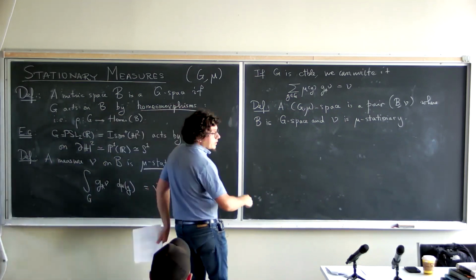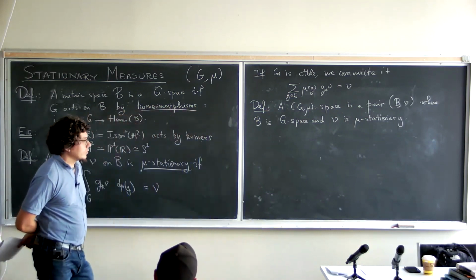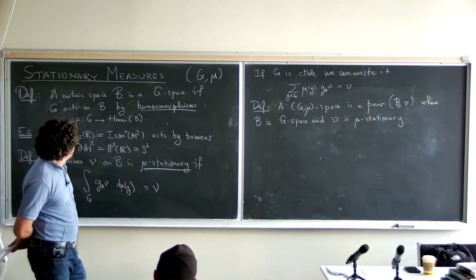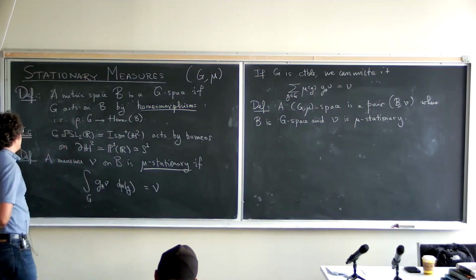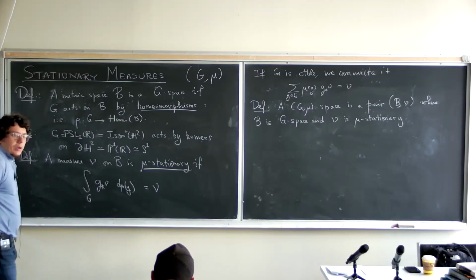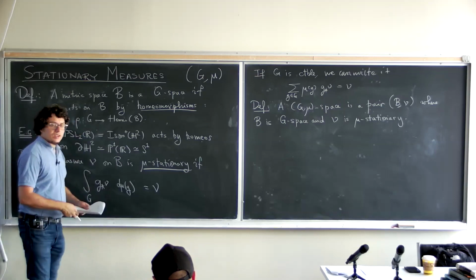So, yes, I understand that for applications, we want the action to be by homomorphisms. But is the notion meaningless if you assume the action is by isometries? No, it's not meaningless. But you very rarely find such an action. I mean, if you have an irrational rotation of the circle, that would be an action by isometries. It's very, very strong to have it by isometries, of course.